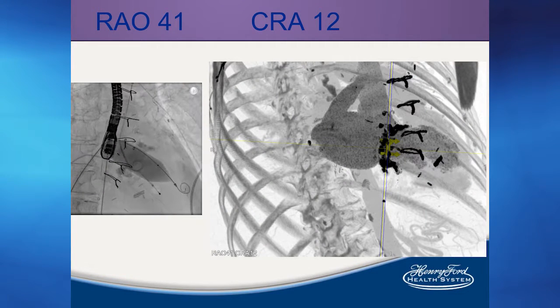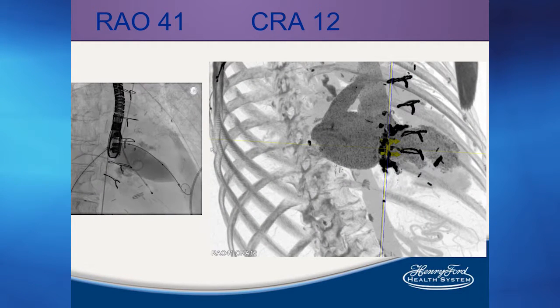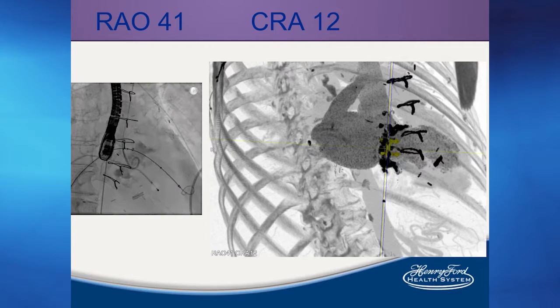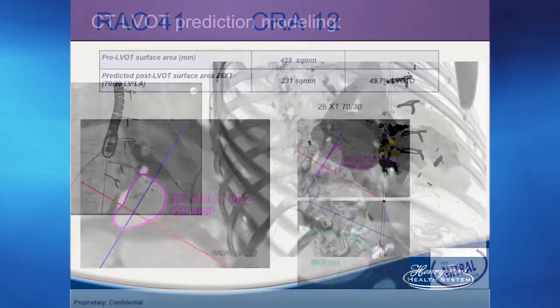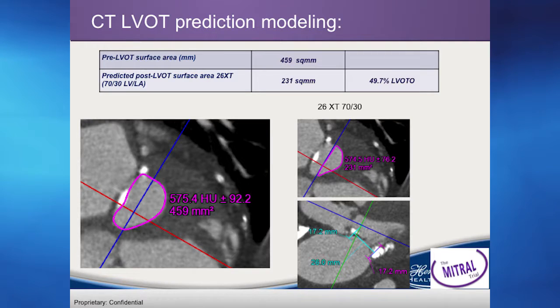So here we are again, just figuring out what angle we should look at the heart with using the CT scan. And this is the left ventricular outflow tract, and this is what we think it's going to look like after we put the valve in and how much space is left. And based on that, we can understand, are they going to obstruct or not.